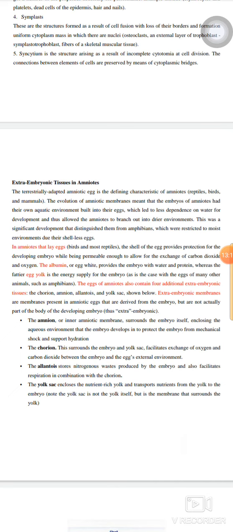So we talk about the extraembryonic tissues in amniotes. Amniotes are the animals that lay eggs in drier environments. That includes the birds, the reptiles, and mammals. Of course, you know there are some mammals that lay eggs, like the platypus and many others. I think there are about three mammals that lay eggs.